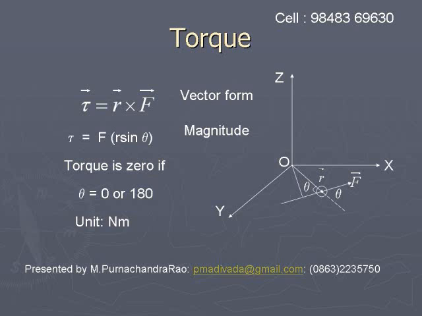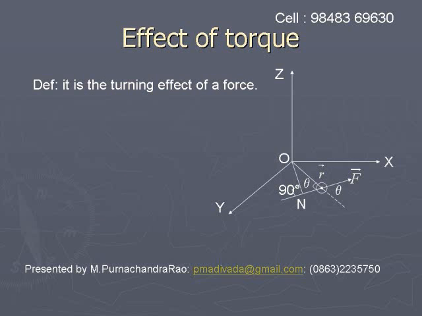The torque is 0 if theta is 0 or 180. The unit of torque is Newton meter. Torque is defined as the turning effect of a force.